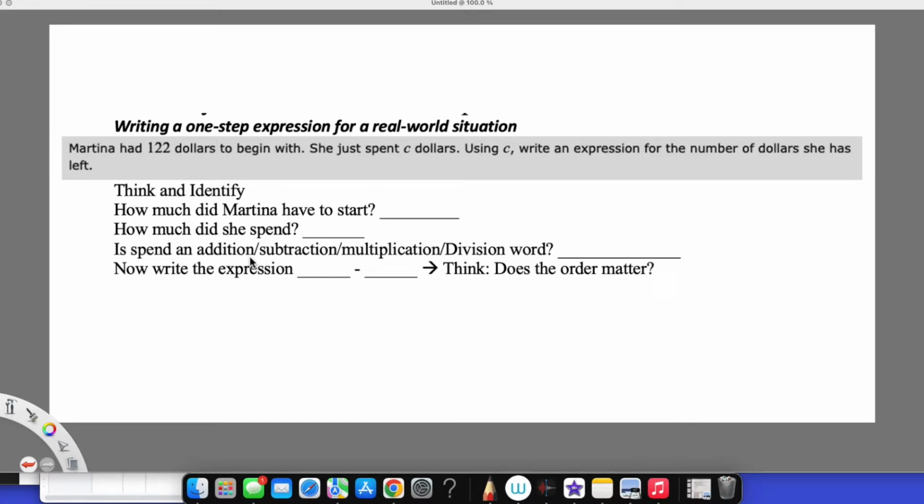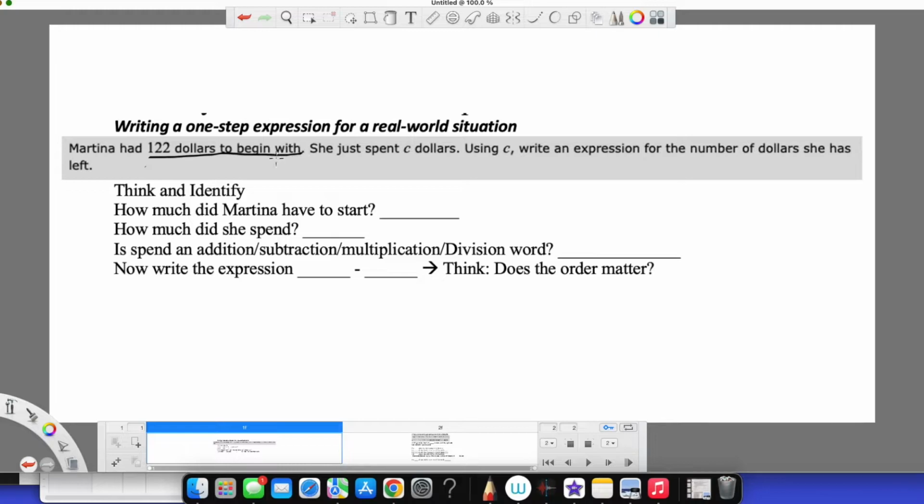All right. So in this case, we have Martina had $122 to begin with. She just spent C dollars. Using C, write an expression for the number of dollars she has left. So let's think and identify. How much did Martina have to start? Well, I see they told me Martina had $122 to begin with. So I know she had $122. How much did she spend? She spent C dollars. So I don't really know exactly how much she spent. It's a placeholder, but it's C. It's some number that we just aren't being told yet.